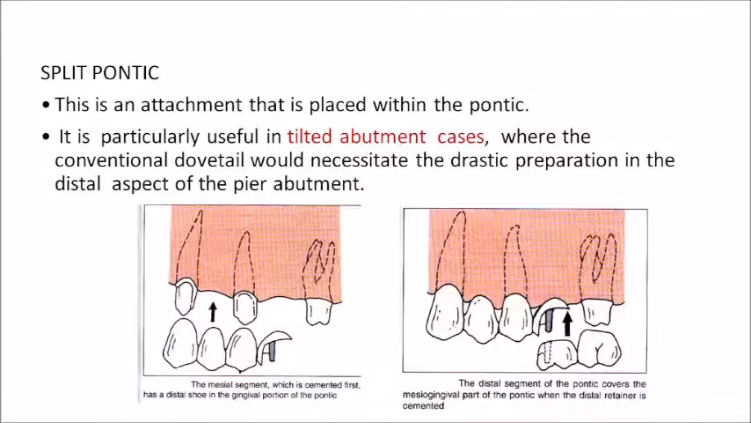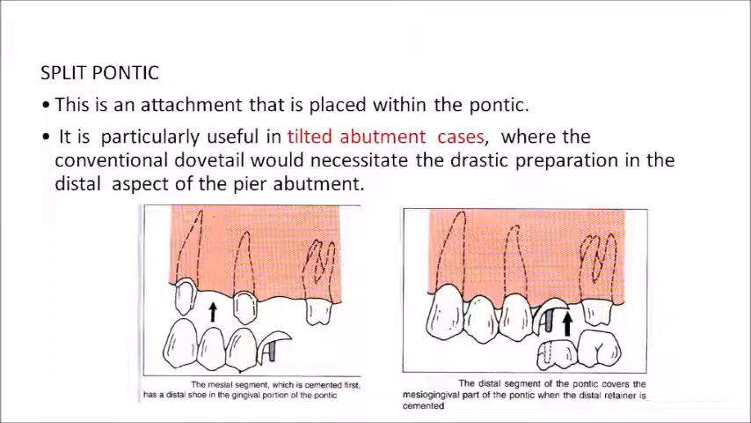Next one is the split pontic connector. Here the pontic is split into two parts. That is, mostly the distal pontic will be split. This is mainly indicated in tilted abutments, where the tenon mortise preparation will require too much or extensive preparation in the distal aspect. So in such cases, in tilted abutments, we can use the split pontic connector.